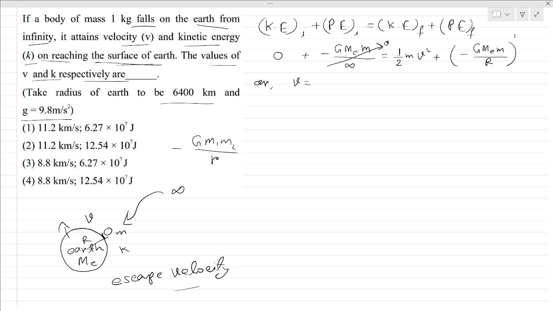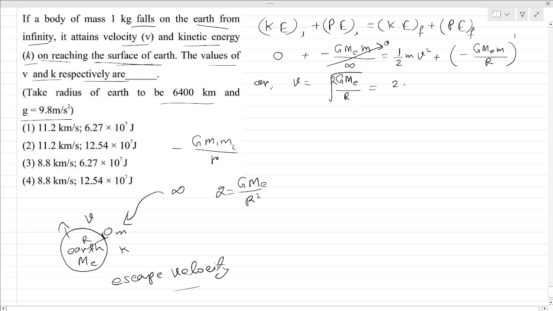So v will be, minus G goes to this side, so in the LHS it will be positive. Small m cancels out. Then you can simply write root over 2 G Me by R. Now as we know that small g equals G Me by R square, therefore G Me equals g into R square, and R cancels out. So it is simply root 2gR. The value of R and the value of g are given in the question.